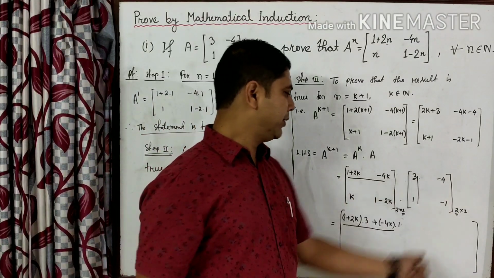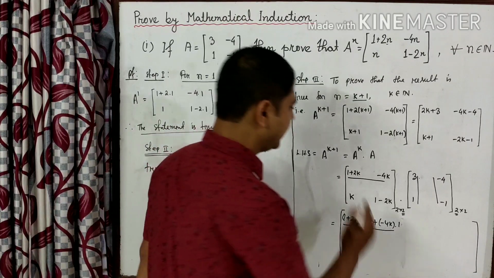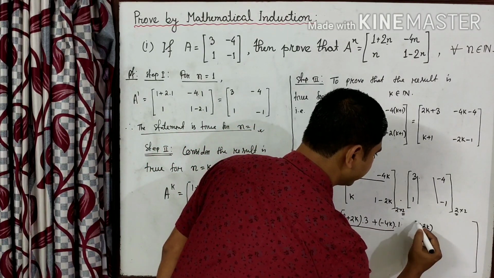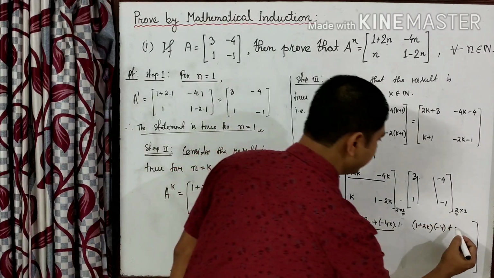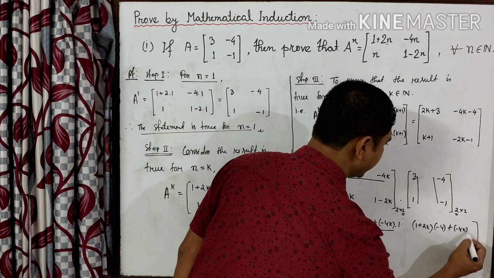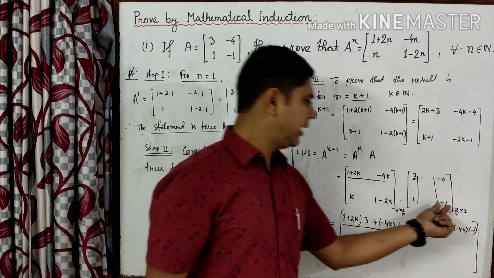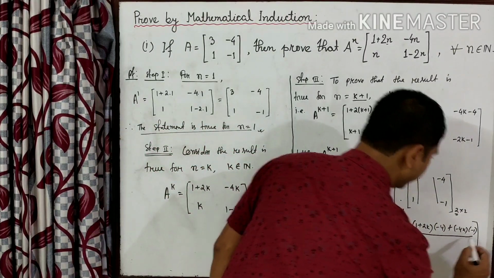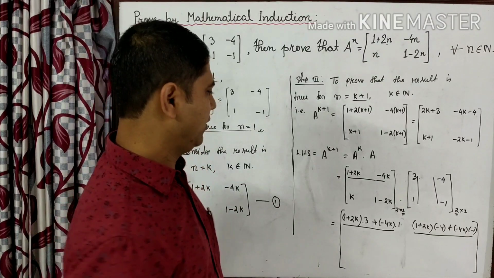Next, first row multiplied with second column: 1 plus twice K into minus 4, plus minus 4K into minus 1. You have this one, that is the element A12, first row, second column.